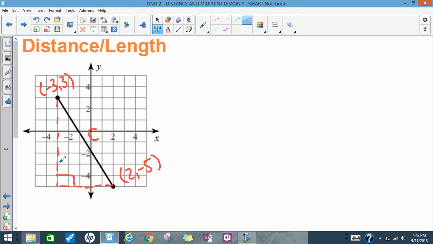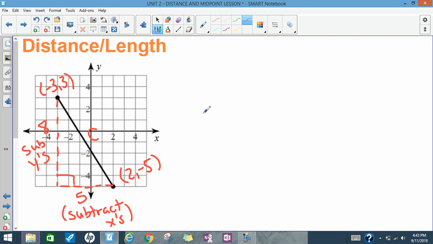And so to figure out A and B, I can just count 1, 2, 3, 4, 5 units. 1, 2, 3, 4, 5, 6, 7, 8 units. Another way I could do that is by subtracting the x's. Remember, the x values are the numbers that come first, and subtracting the y values. So -3 minus 2 is -5. That's kind of the same as 5. We won't care about the sign. 3 minus -5 is 8. That would be subtracting the y's. Again, we don't care about the sign.